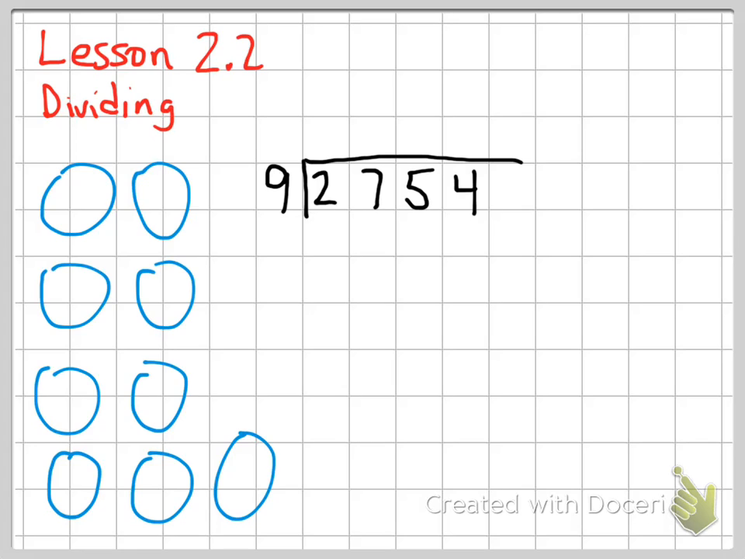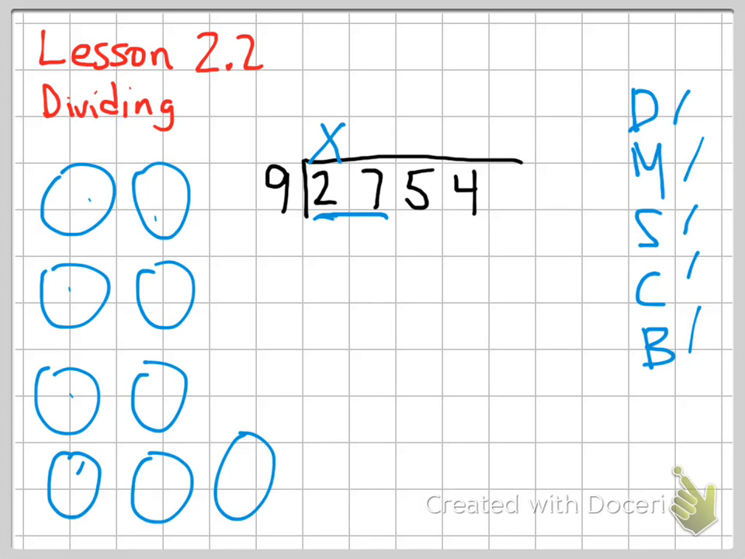And what we do is we start with our largest place, which is our thousands place. And of course we follow our steps: divide, multiply, subtract, check, bring down. And I say to myself, okay, I have 2 thousands blocks and I have 9 groups. I don't have enough thousands blocks to put 1 in each of the 9 groups, so I'm going to have to regroup and replace those thousands blocks with hundreds blocks. And now I have 27 hundreds blocks.